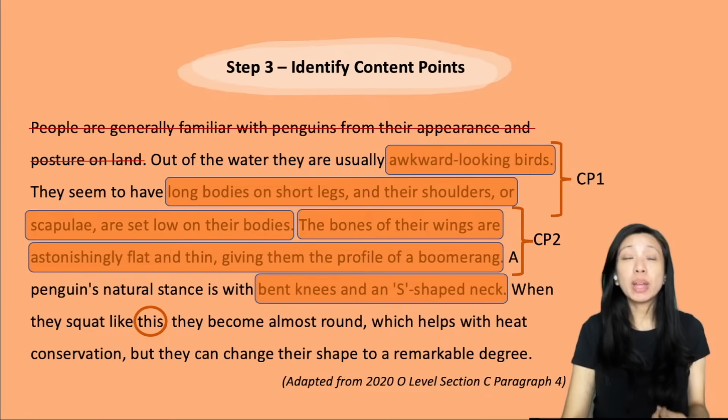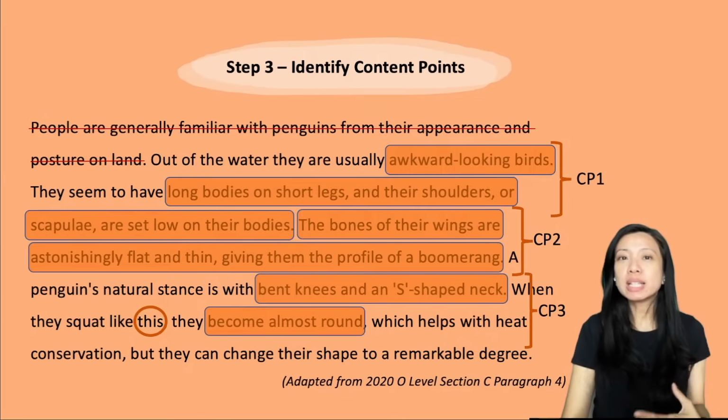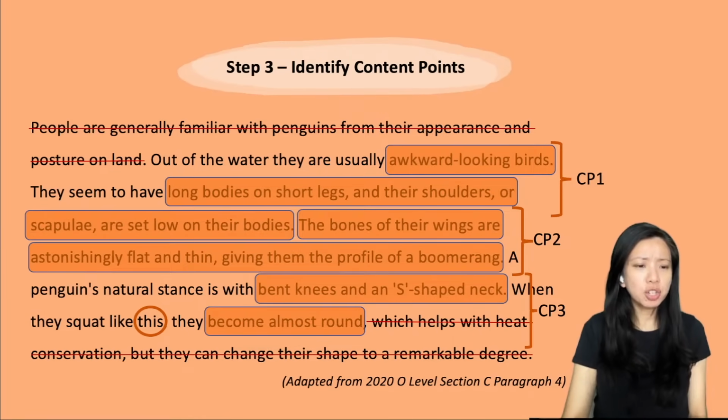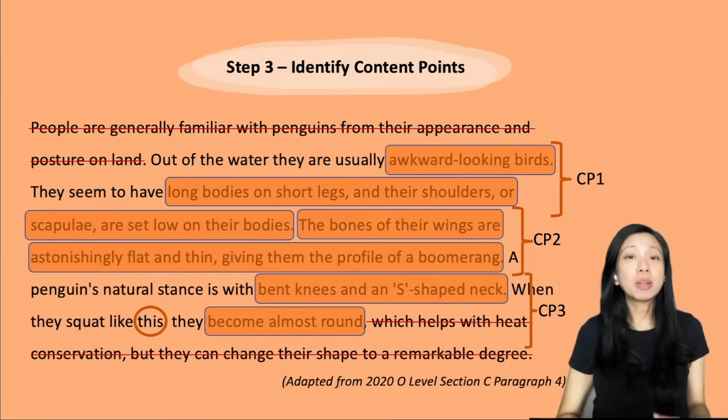So when this happens, when they squat with their bent knees and their S-shaped neck, what happens is they become almost round. So I'm going to consider all these parts as content point 3. And the very last part of the sentence, which helps with heat conservation, but they can change their shape to a remarkable degree, that doesn't actually tell us about their appearance or their behavior. So I'm not going to take that as part of a content point.